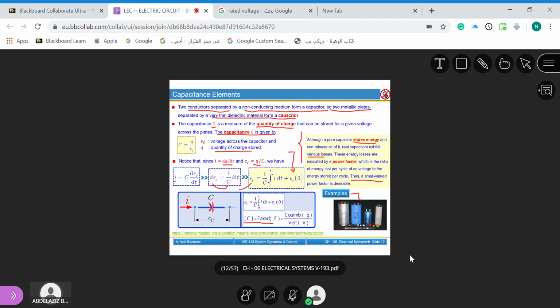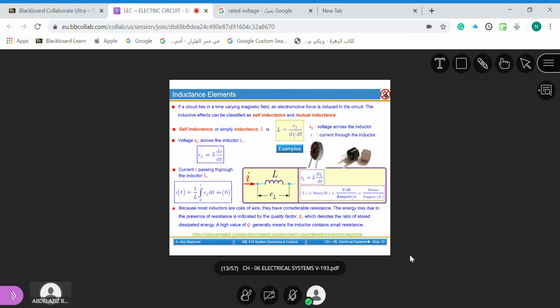Usually, Shabab, the unit farad is very large. That's why we use, for example, microfarad and picofarad, 10 to the minus 9. So usually we go to 10 to the minus 6 farad and 10 to the minus 9 farad, because the farad itself is a very huge unit. That's why we deal with microfarad and picofarad. This is the capacitance element.